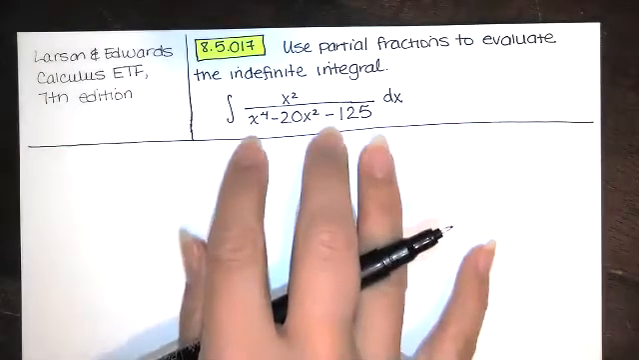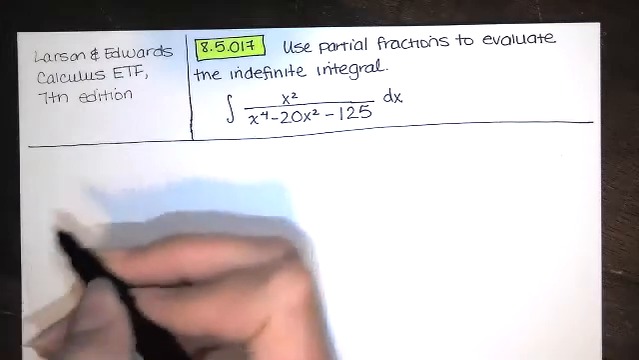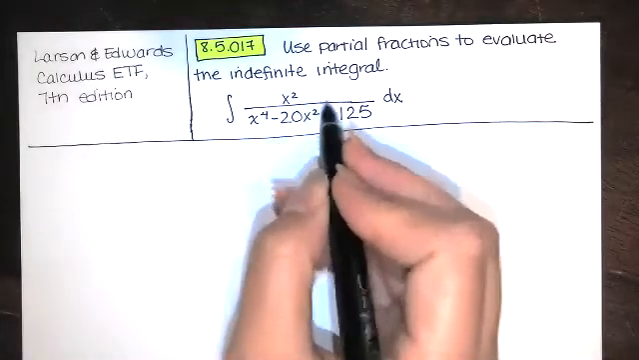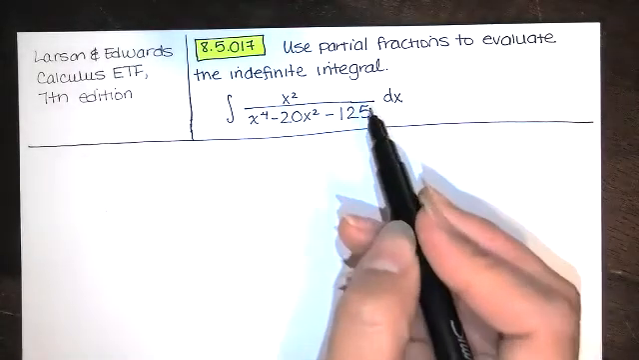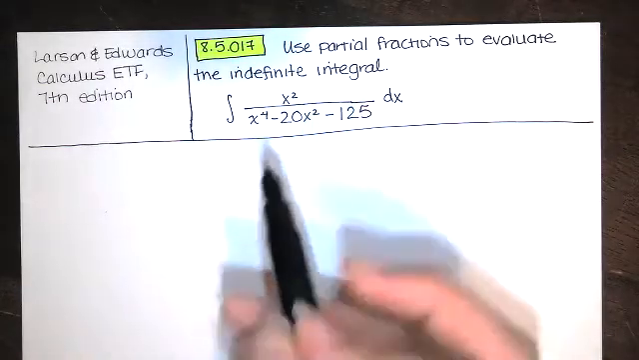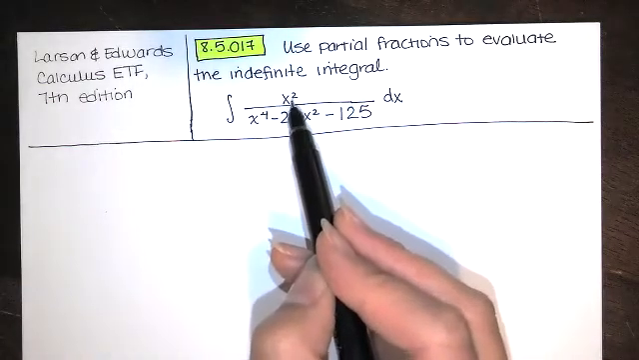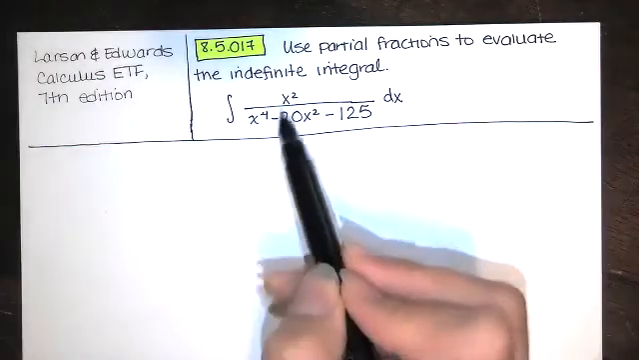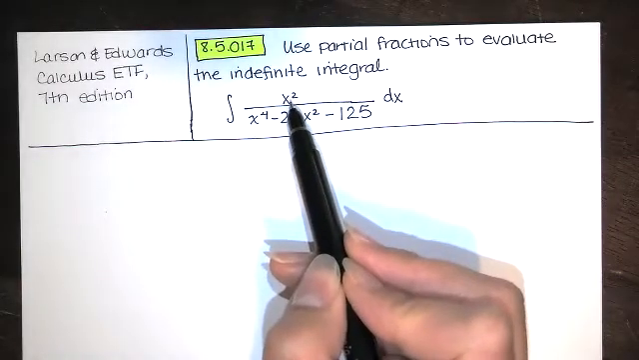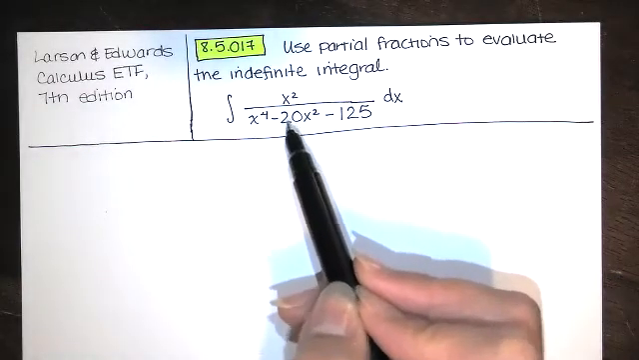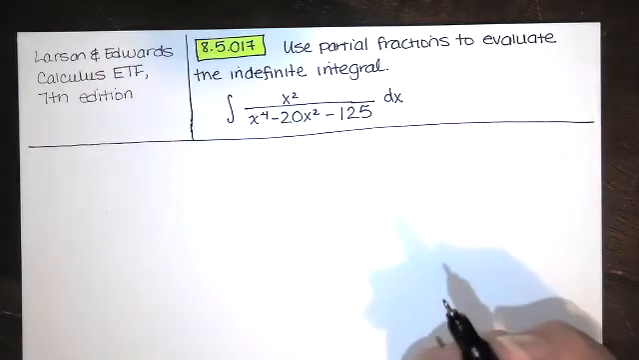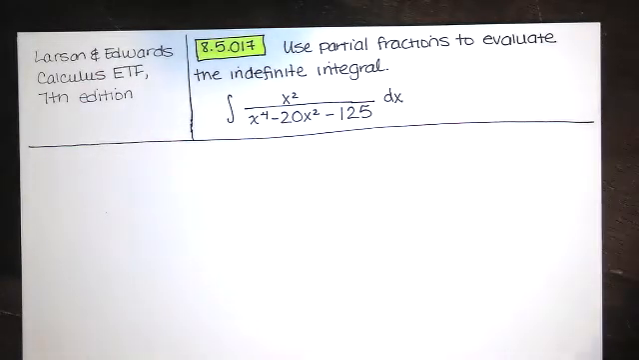Okay, so now I'm looking at this integral and I'm asking myself, what is the appropriate partial fraction decomposition for something like this? Well, actually, before we do that, we have to look at the degree of the numerator and degree of the denominator. Since the degree of the numerator is less than the degree of the denominator, I know that partial fractions are going to work. So I guess I should write that down.